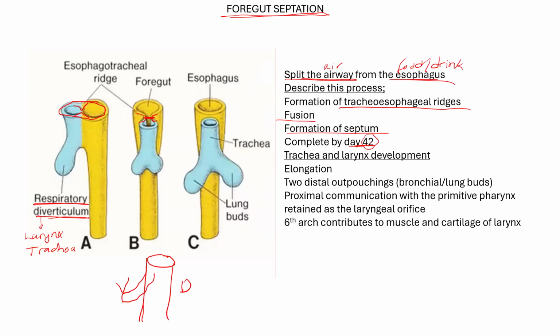Now, I want you to think of what could go wrong. What could go wrong here? Because that would be important. Okay, so next, how do the trachea and the larynx develop?